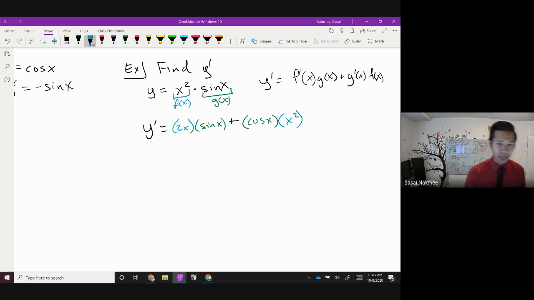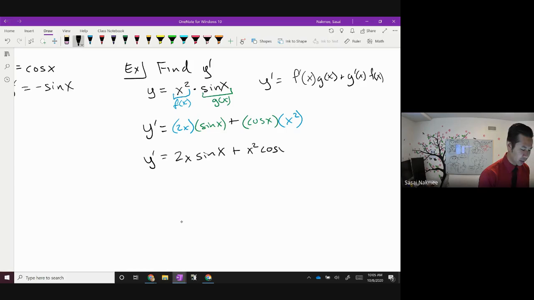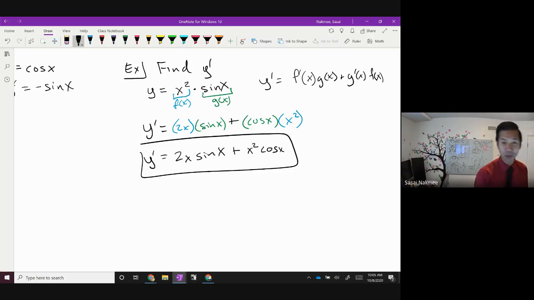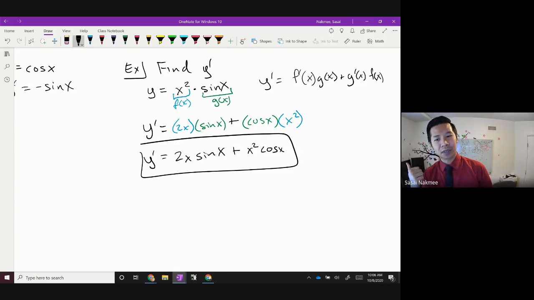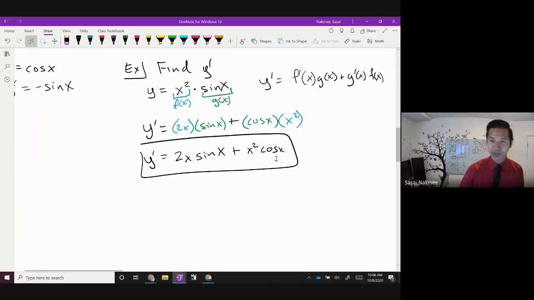And if you want to, you can clean this up. You don't have to, but if you want to simplify it, you can do so by rewriting this as 2x sine x plus x squared cosine x. And that's simplified, by the way. That's as much as you can do with that. And that's your answer. Okay, so that's pretty much the gist of it. Once you have your trig functions, you can combine them with your other derivative shortcuts, and it'll give you your answer.